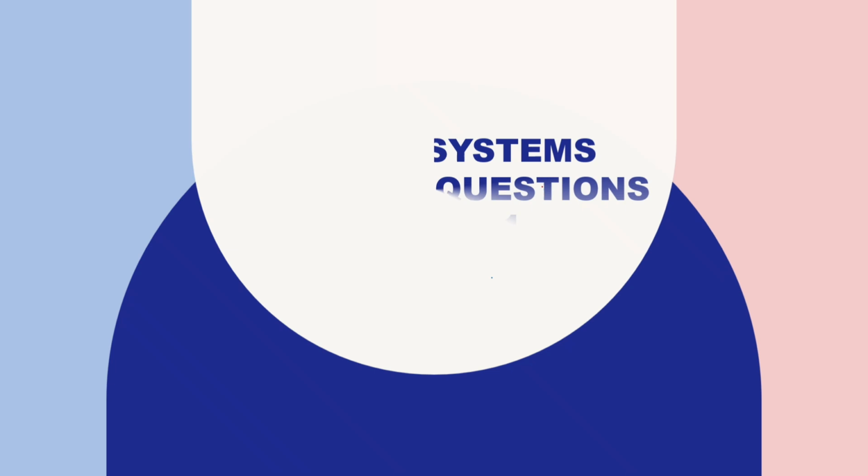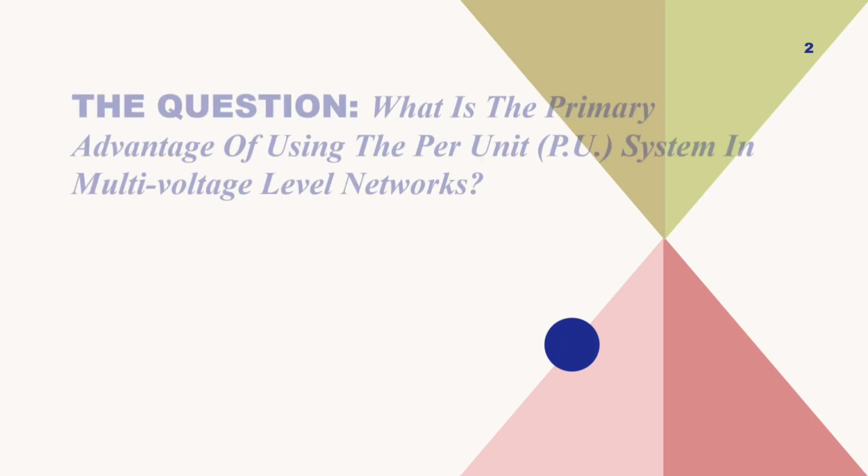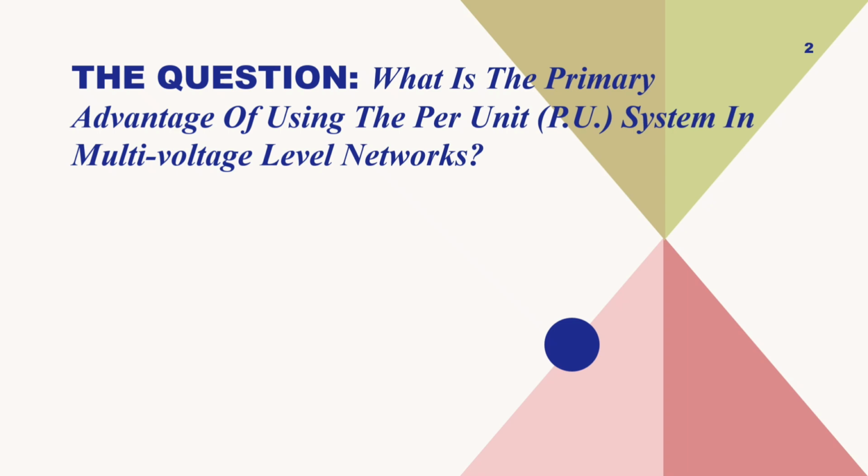Hi all, welcome to the interview questions and answers discussion series 1 of power systems. So let's move on to the first question. Question: what is the primary advantage of using the per unit system in multi-voltage level networks?